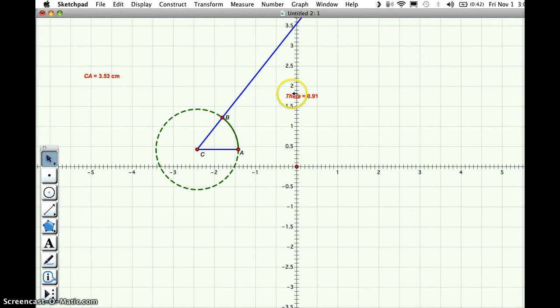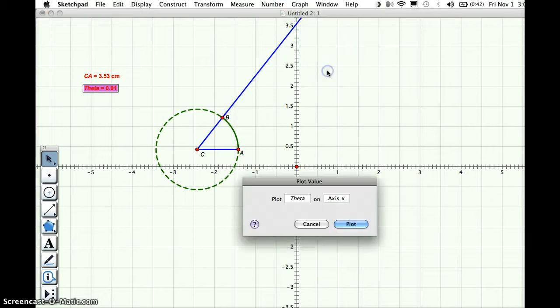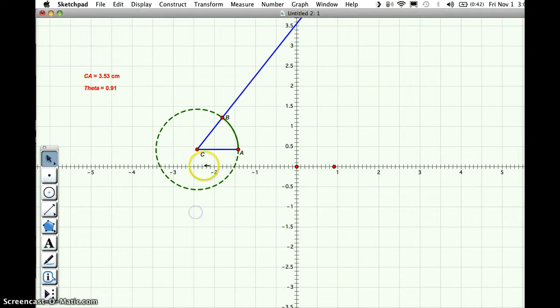Now we will plot the value of theta on the x-axis. We will highlight the value of theta, go to Graph, plot value on axis. The value should say theta, and the axis is the axis x. Click Plot. The new point represents the value of theta, so we will construct a segment from the origin to this point and color it green so we know it relates to the angle on our circle.